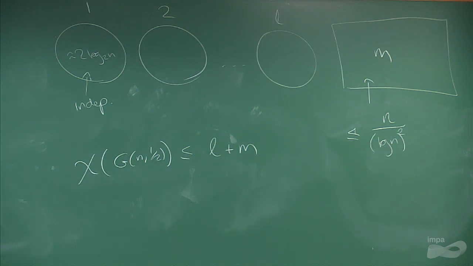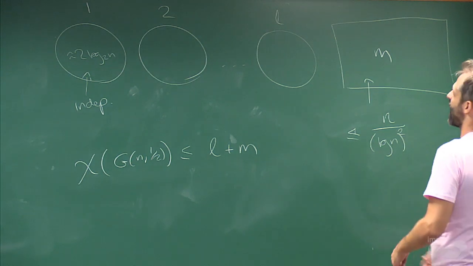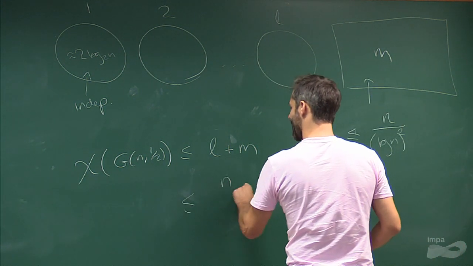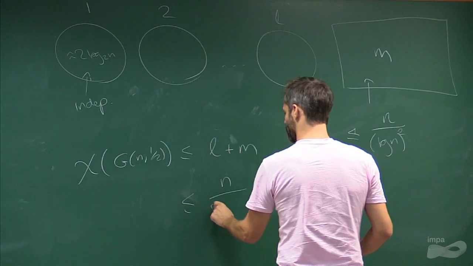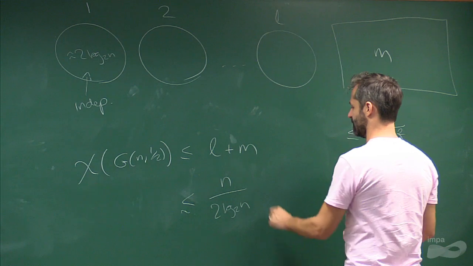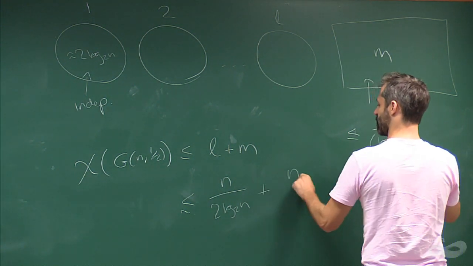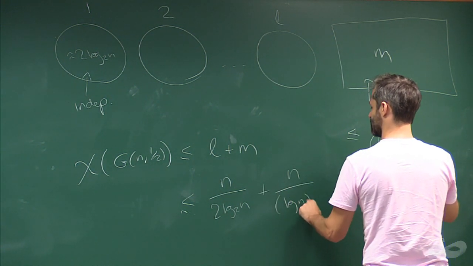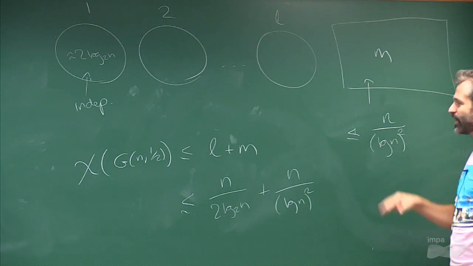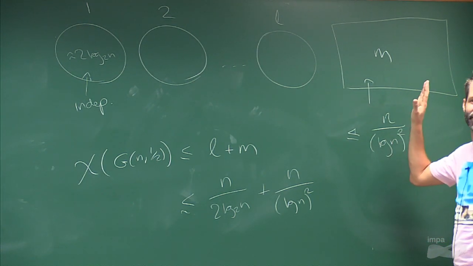Okay, so we need to show, how large is L? L is at most n over roughly 2 log to the base 2 of n. And M is small, at most n over (log n) squared. Right? So that's what we want. Okay. So if we can prove this, then we're happy.